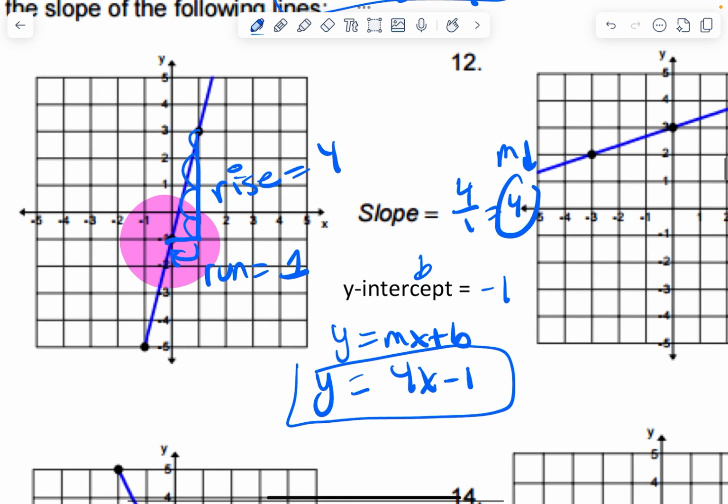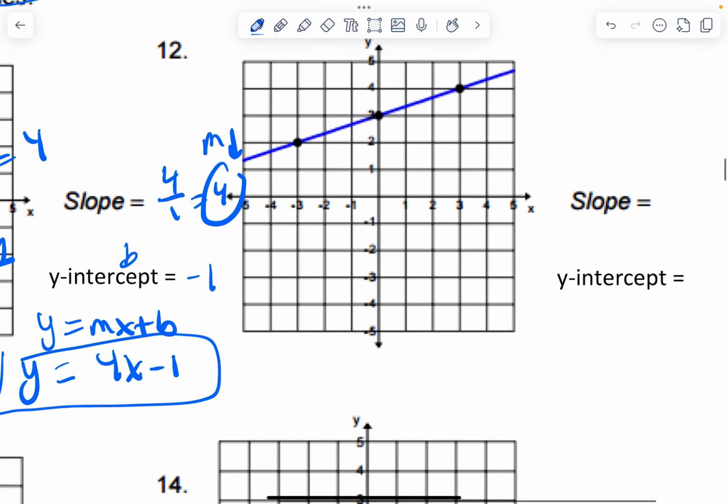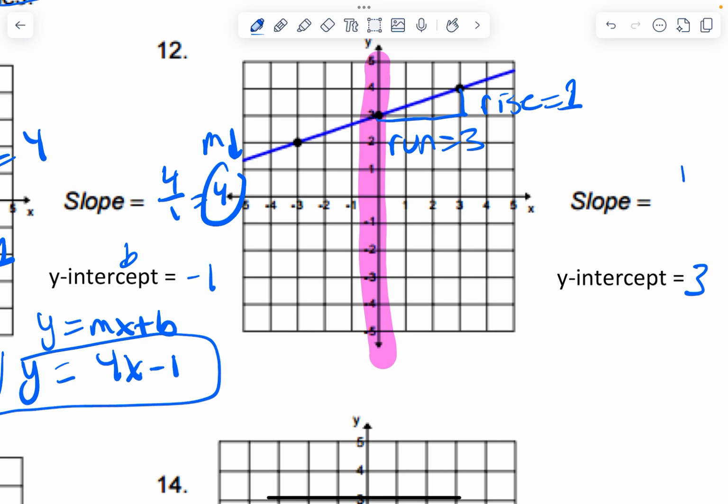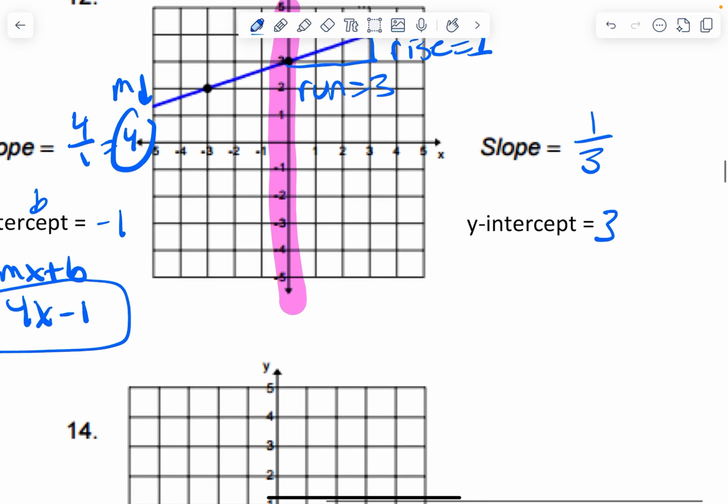Okay, let's try another one. On 12, my y-intercept is +3. So I'm going to put 3. My slope is going to have a rise of 1 and a run of 3. So that's 1/3. So my equation of the line is y equals 1/3x plus 3.